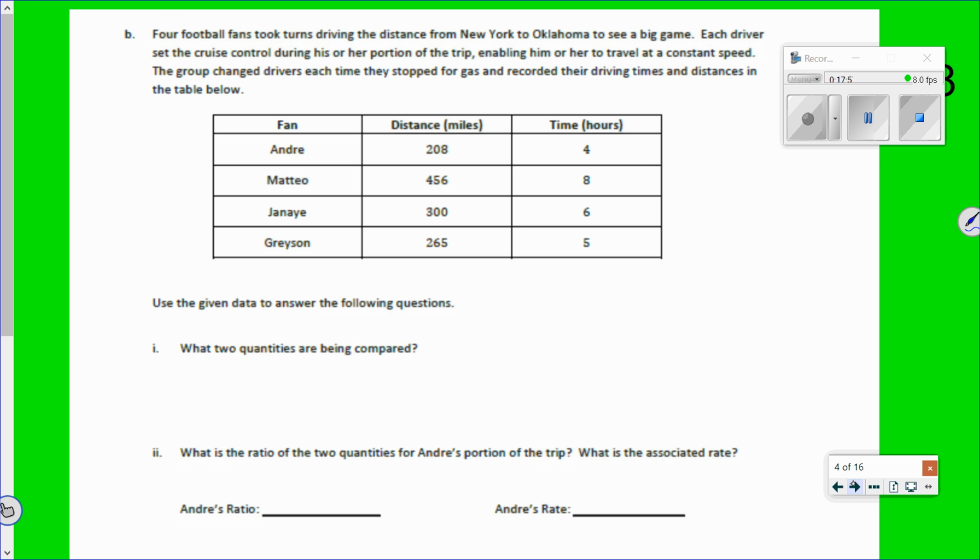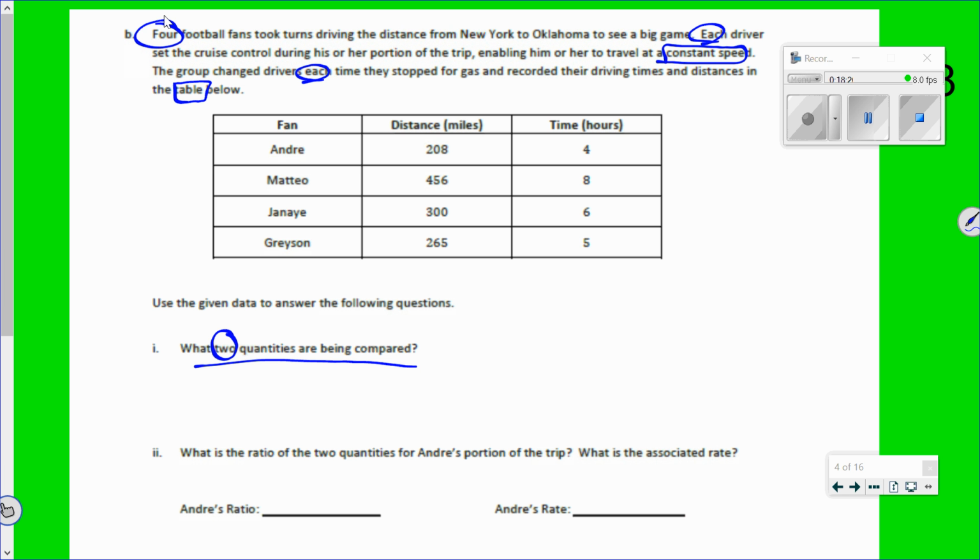Okay, this one. We have 4 football fans traveling the distance between New York to Oklahoma to see the game. Each driver set the cruise control during their period, enabling them to travel at a constant speed. The group changed drivers each time they stopped for gas, and their driving times and distances are in the table below. So they gave us this table. So what 2 quantities are being compared? There's our question.